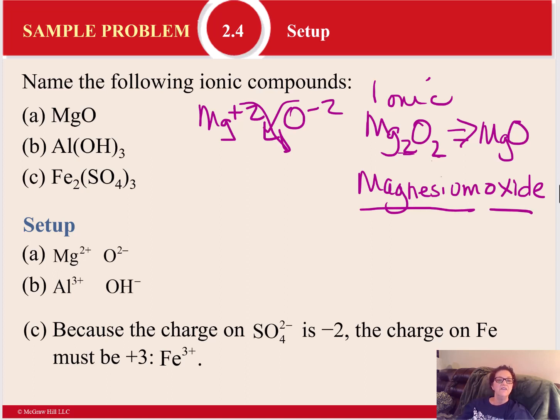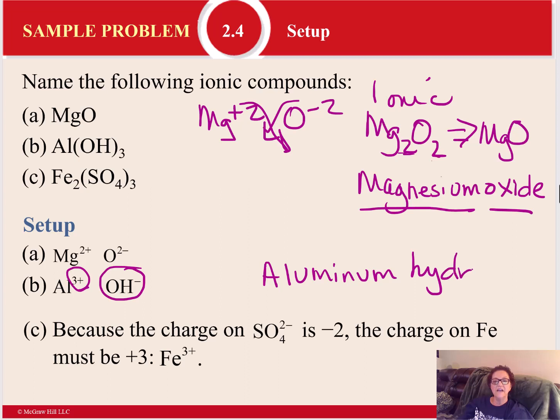All right. The Al(OH)3, remember we have a polyatomic, so we have to do that, right? So this is going to be Al(OH)3. That tells us that it's a +3. Again, aluminum only exists as a +3, so it's aluminum hydroxide. That's the name of this polyatomic.